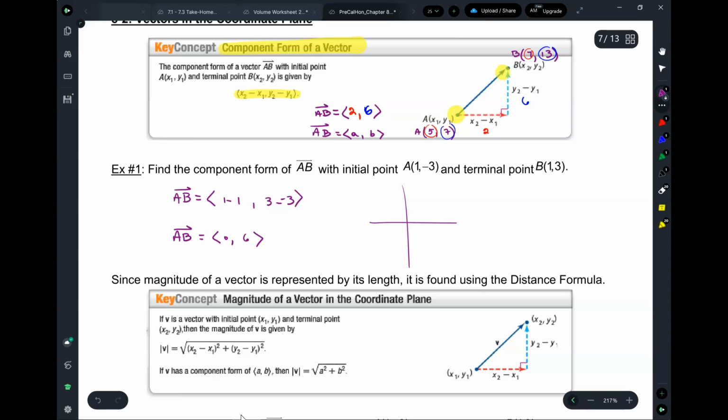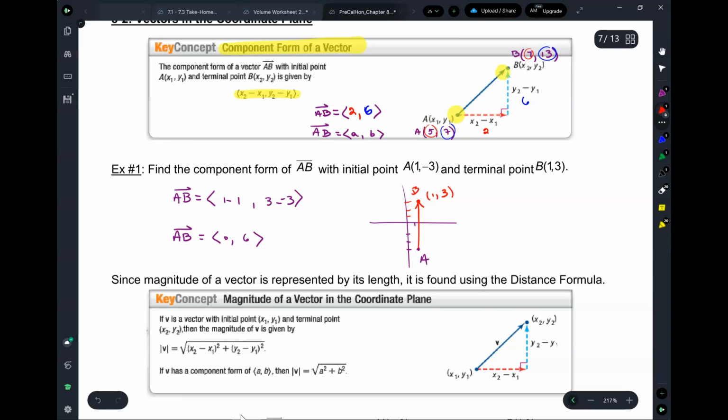So let's see if this works. The initial point here is 1, negative 3. This is point A. So this vector form is telling me how much am I supposed to go horizontally? How many units? 0, so nothing. And then I need to go 6 units up vertically. If I go up 6 units, what point is that? 1, 3. Oh, hey, that really is the coordinate of B. So that was a pretty good recipe for creating vector AB.